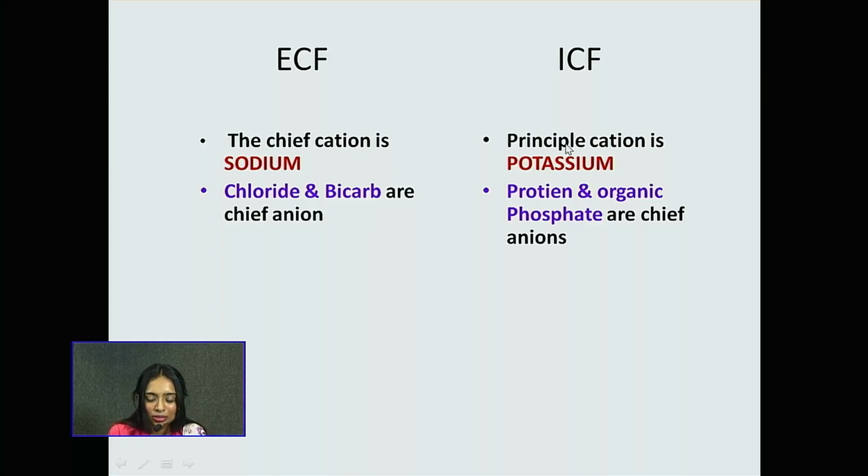So this is the basic difference between the ECF and the ICF. The chief cation in ECF is sodium. The chief cation in the ICF is potassium. Chloride and bicarbonates are the chief anions in the ECF, and protein and organic phosphates are the chief anions in the ICF.